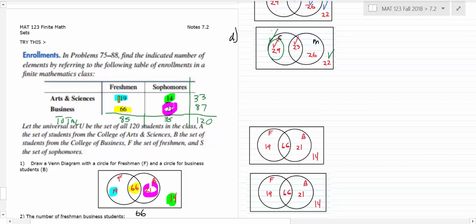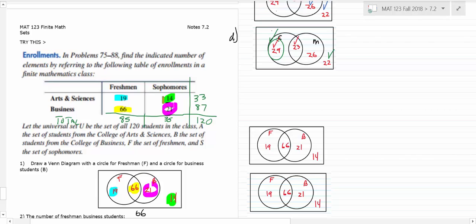So the 19 would be, if you're arts and sciences, then you're not in the business circle. That you're a freshman because you're in the freshman circle, but you're not a business major. So that 19 is just that piece right there. Then the next one says you're a freshman business student. Well, that would be the 66. That means that you are majoring in business and you're a freshman at the same time.